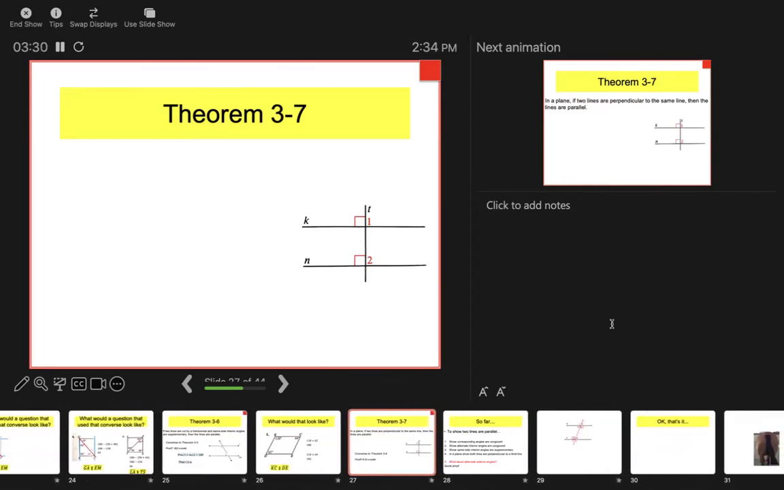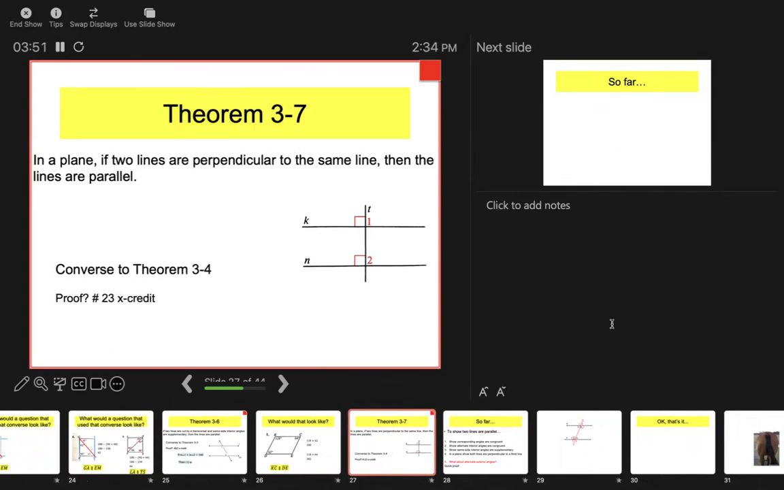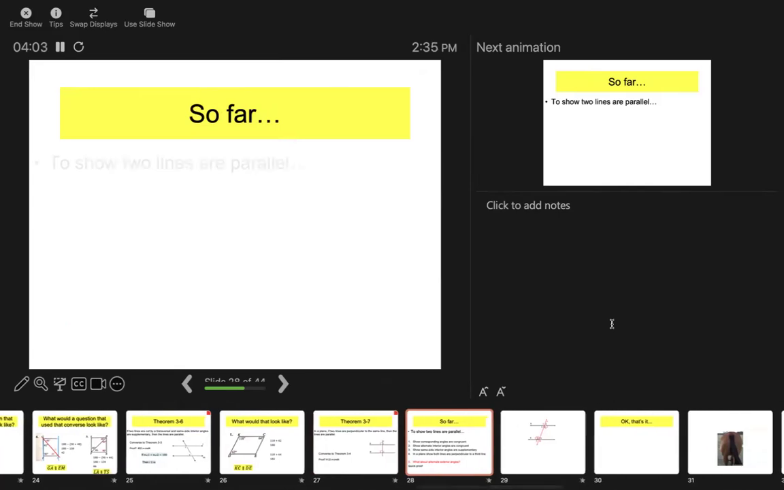Remember we had the one theorem after the original main three, which was that if a transversal is perpendicular to one line, it would be perpendicular to the other parallel line. So the converse of this would be: if two lines are perpendicular to the same line, then the lines are parallel. All right. Once again, this is a homework one for extra credit. If you'd like, you can do that for extra credit. So that's our fourth and final theorem of the day.